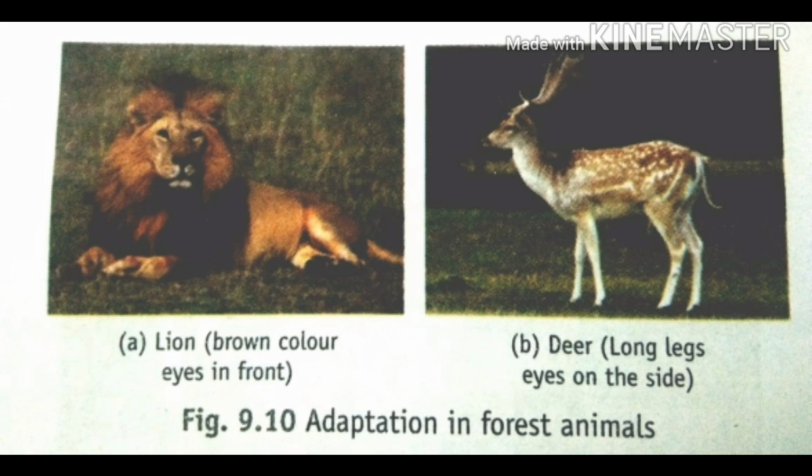Predators and prey have different types of adaptation to survive in the same habitat. First we'll see the lion. The lion is a carnivore and is called a predator.